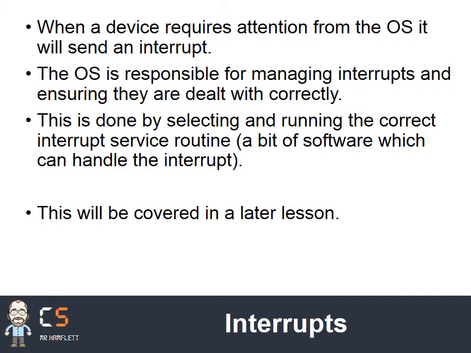Interrupts. When a device requires attention from the operating system, it sends an interrupt. So the operating system is responsible for managing that interrupt and ensuring it's dealt with in some way. This is done by selecting and running the correct interrupt service routine, and again we're going to be covering this in detail later. So you can think of an interrupt service routine as a little bit of software which is designed to deal with an interrupt. So the operating system's job is to ensure that when an interrupt occurs, it selects and runs the correct ISR.